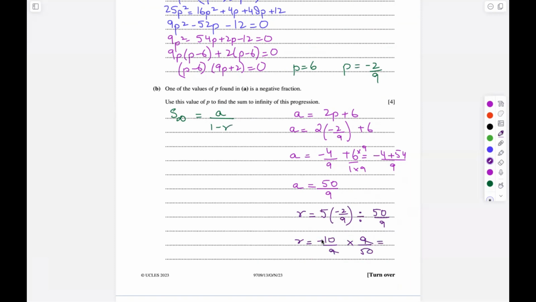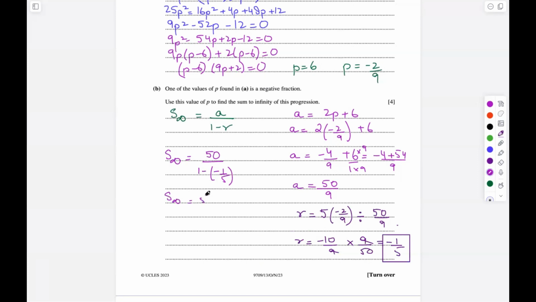So we'll get minus 10 upon 50, and we can simplify to write it as minus 1 upon 5 as the value of the common ratio. Now, as we have the value of a and r, we can substitute this into the formula now. So the value of a is 50 upon 9, and this will divide by 1 minus the common ratio, which is 1 minus (minus 1 upon 5).